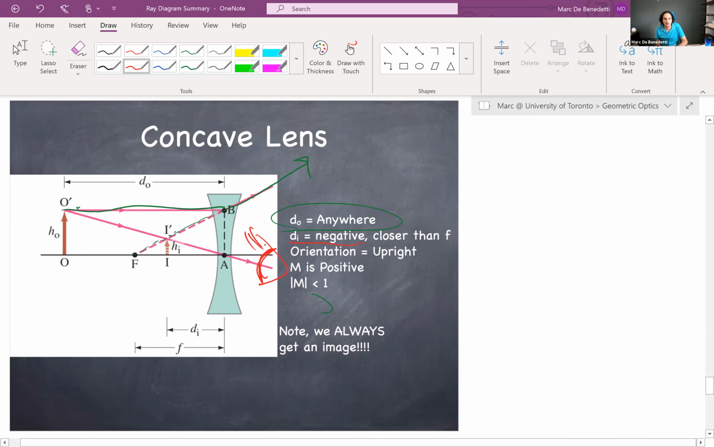Your brain will inherently trace back the rays, and your brain will be tricked into thinking the object is actually there. So it's a virtual image, not a real image. If you put a screen there, it's not going to show anything. But if your brain is looking from the other side, that is what your brain will see.